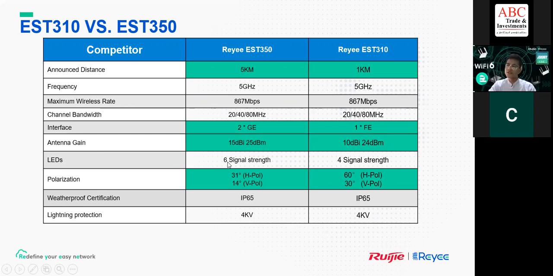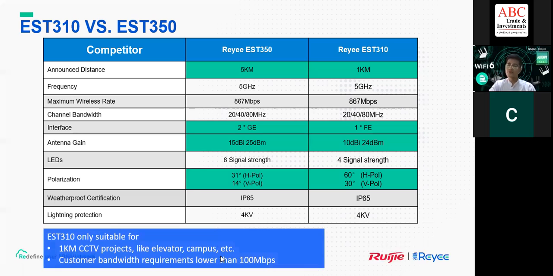But for the LED strand, 6 signal strand, 4 signal strand, for the polarization, you can see 31 degree for the horizontal, and 14 degree for the vertical. So this is the smaller polarization angle, and this is the wider polarization angle. So for the EST310, we offer 1 to 5 clients. But for the EST350, we only recommend the 1 to 3 point-to-point scenario, because the polarization angle is smaller than the EST310, but you can get a better bandwidth than the EST310. So this is the difference. And for the weatherproof, we mentioned IP65, and lightning protection we also offer.